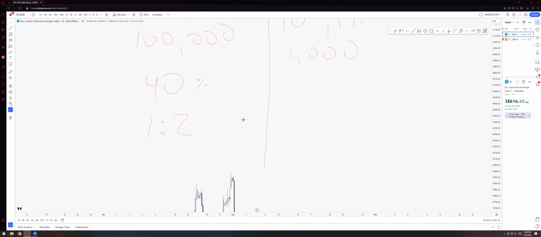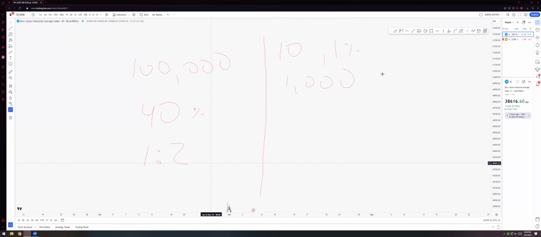Right here, as I said, we're gonna do a 1 to 2 minimum take profit. That means we're risking $1,000 and targeting $2,000, with a 40% win rate. That means that out of 10 trades, we're gonna lose 6 trades. That's gonna be $6,000, as we're risking $1,000 per trade, and we're gonna win 4 trades, each for $2,000.